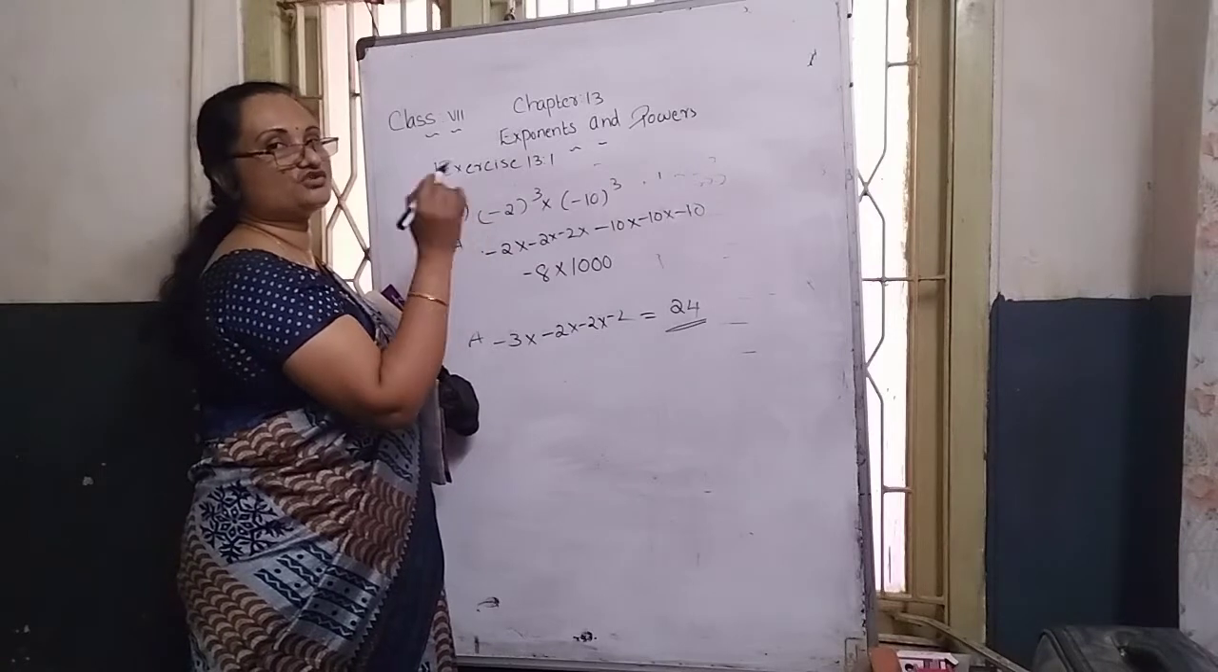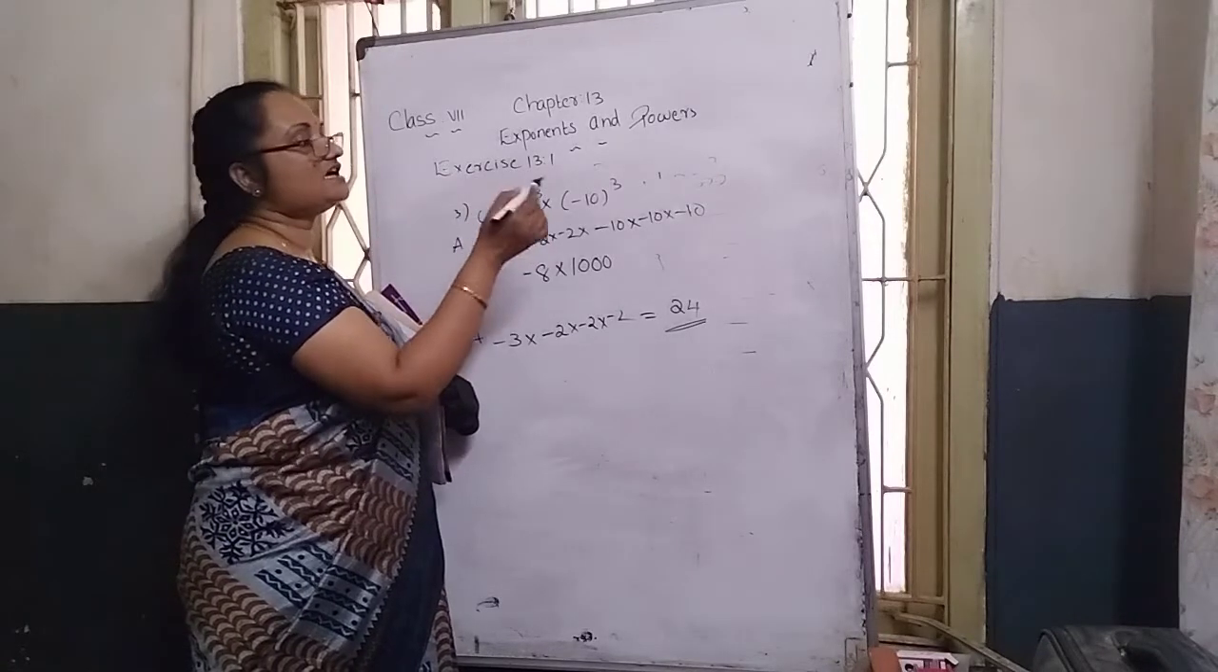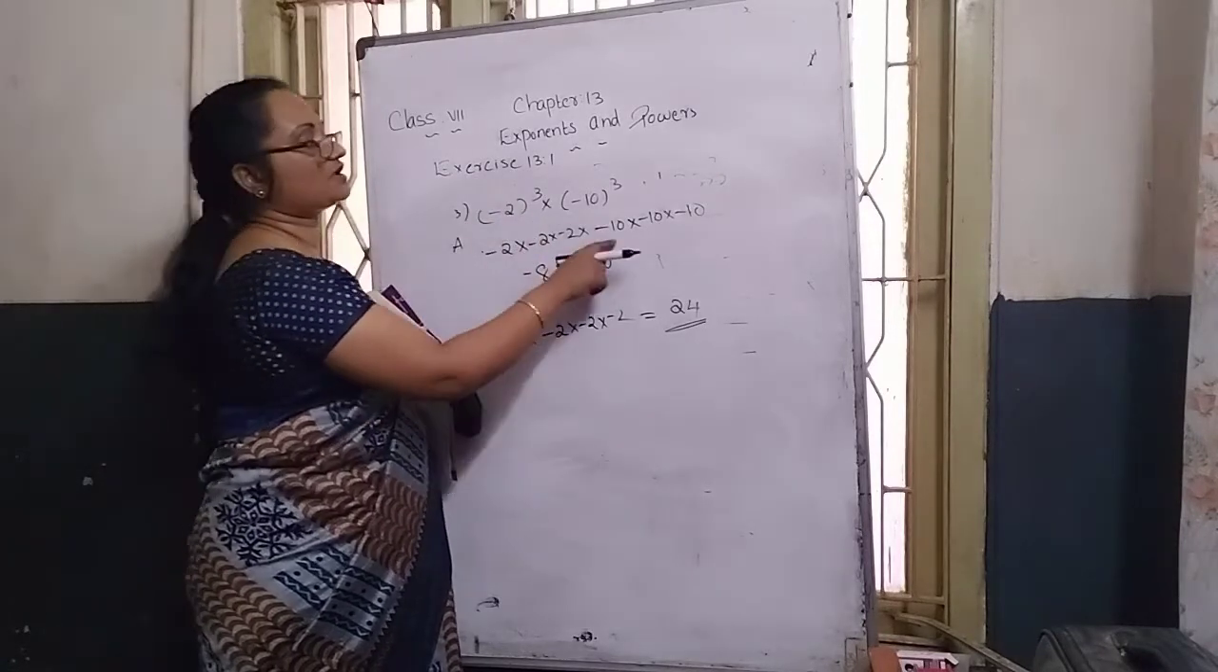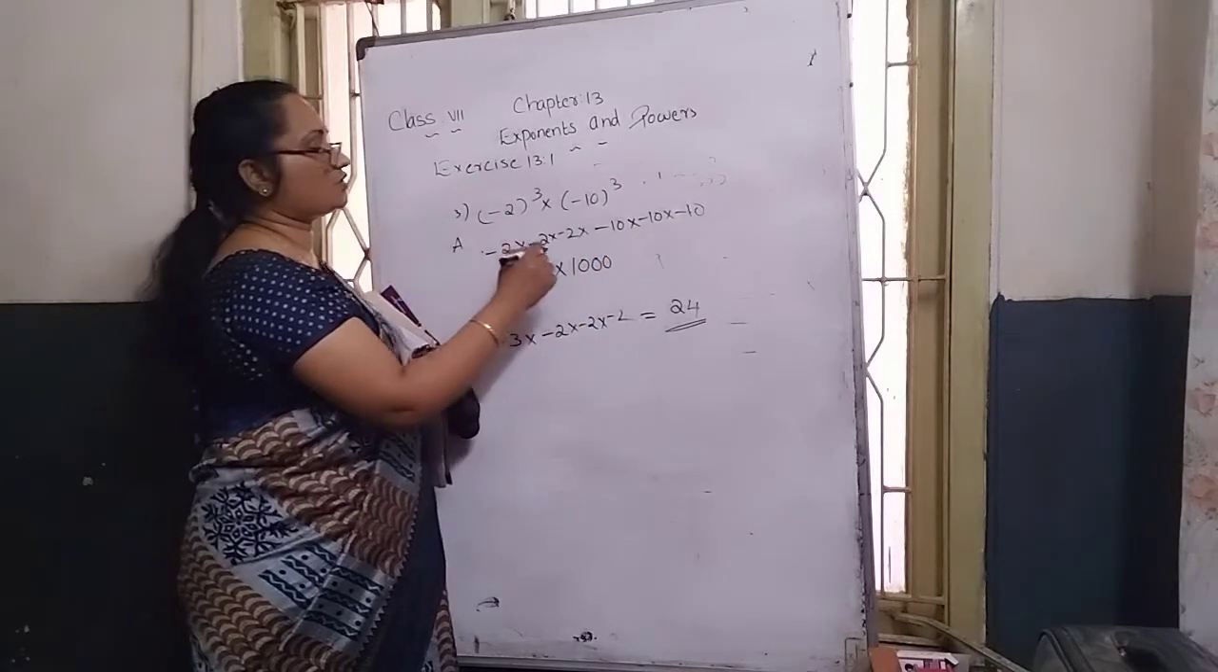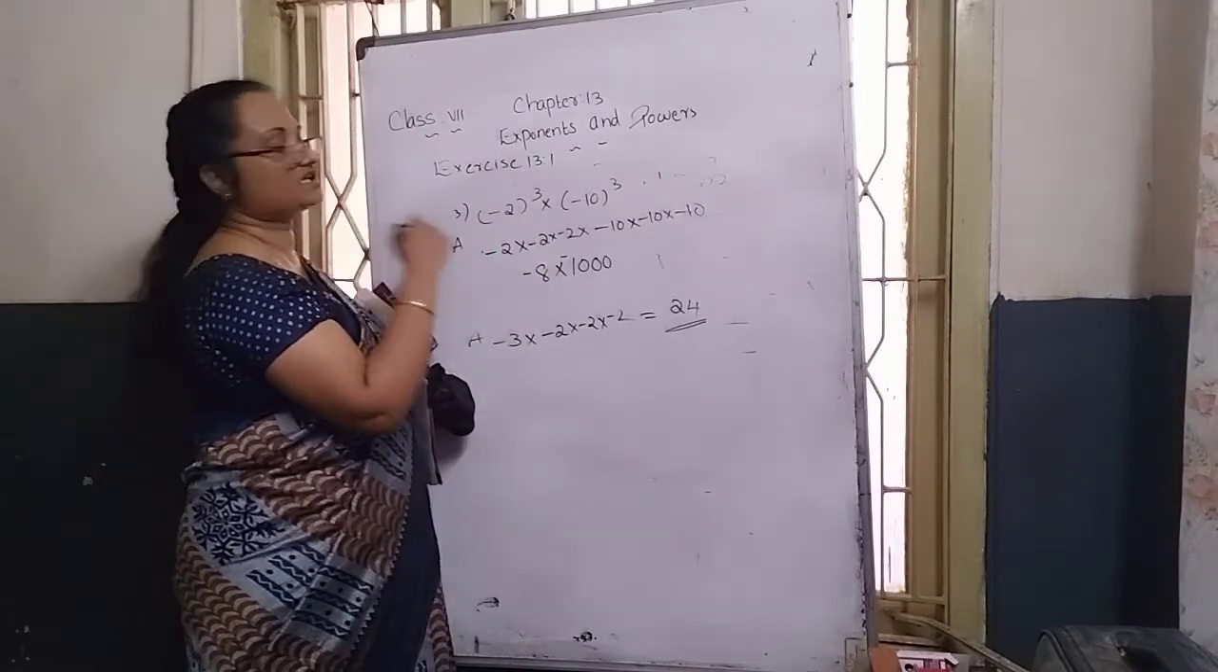10 into 10 into 10. That means 10 into 10 is 100. 100 into 10 becomes 1000. Here how many times is the negative symbol repeated? 3. 3 is an odd or even number? Odd number. That's why negative 1000 will come.